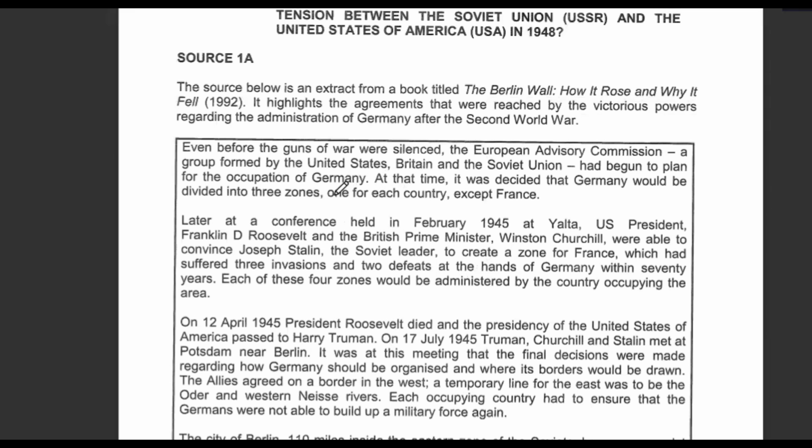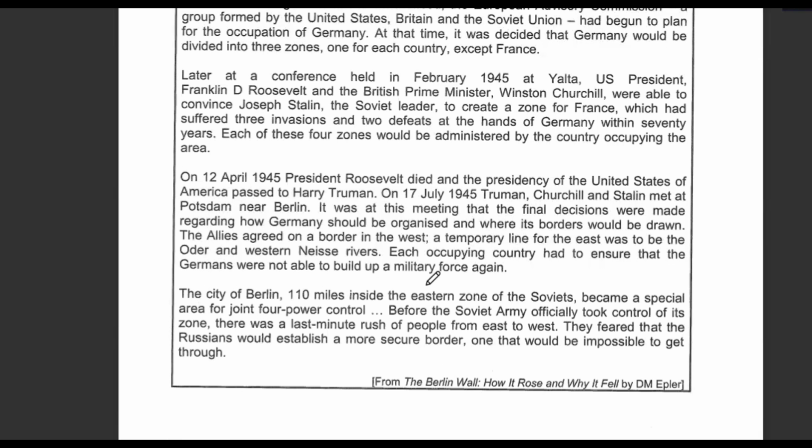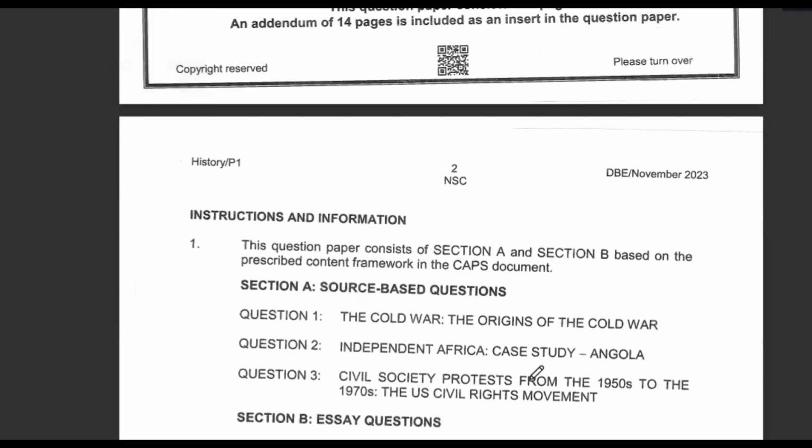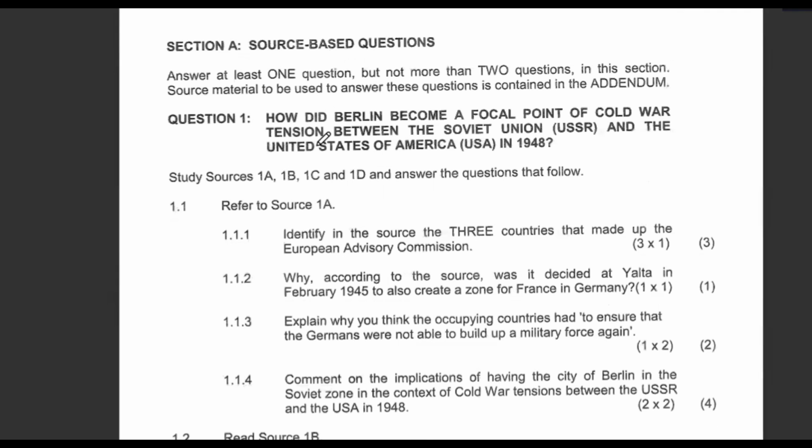That is source A. So as candidates, you're encouraged to read your sources in detail. You're supposed to go through them in detail before you attempt any questions. So we assume that you have gone through the source. Then now let's quickly switch on to the questions. So if you look at the questions, the key question, I will read it again. How did Berlin become a focal point of the Cold War tension between the Soviet Union, USSR, and the United States of America in 1948?